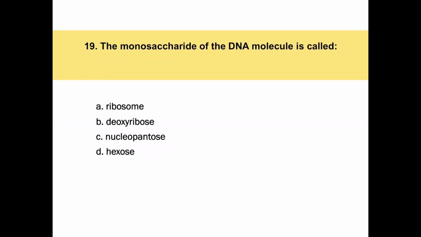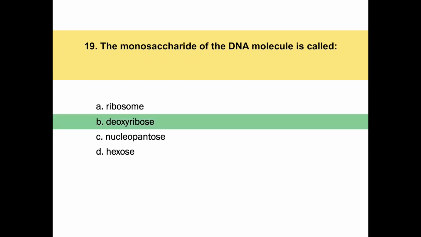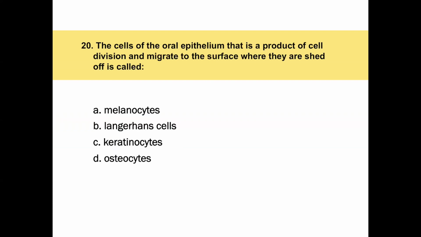The monosaccharide of the DNA molecule is called A. Ribosome, B. Deoxyribose, C. Nucleopanthose, D. Hexose. Answer B. Deoxyribose.